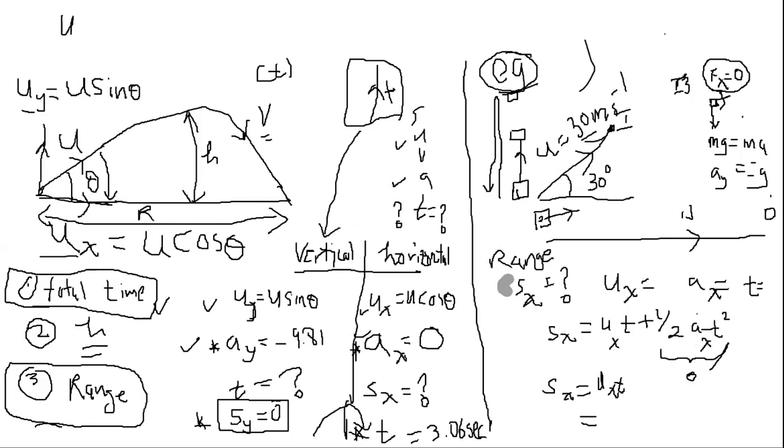So the answer is what? 79.6. Okay, let's see, 79.6, everyone got it from the chat. Good. So this is your range. So conclusion: if you launch at 30 meters per second, 30 degrees, the time you're going to reach down is 3.06 seconds. The maximum height you reach is around 11 point something. And the range you're going to cover is 79.6 meters.